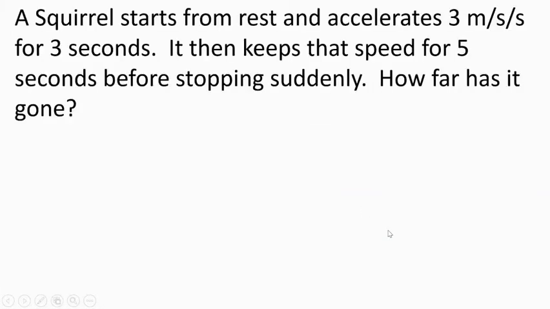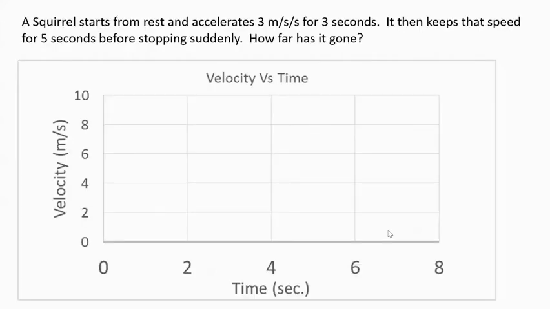Okay, here's an example. A squirrel starts from rest and accelerates 3 meters per second squared for 3 seconds. It then keeps that speed for 5 seconds before stopping suddenly. How far has it gone? Okay, so we're only told how fast it's going. We're not told how far it went, and that's the goal. So first, we'll use the information they give us to make the graph, right? It accelerates 3 meters per second squared for 3 seconds.